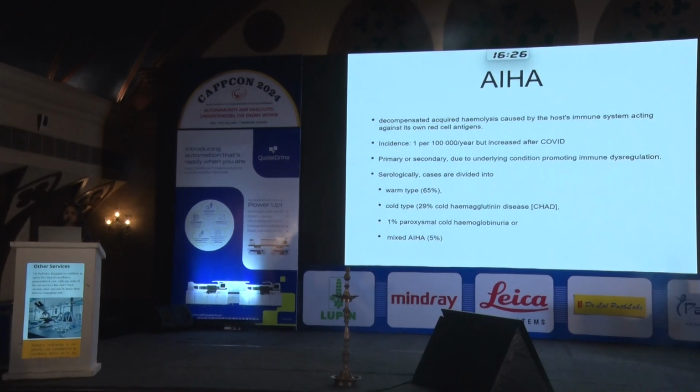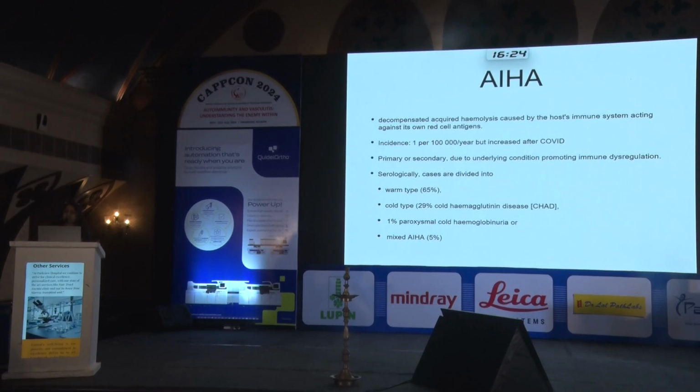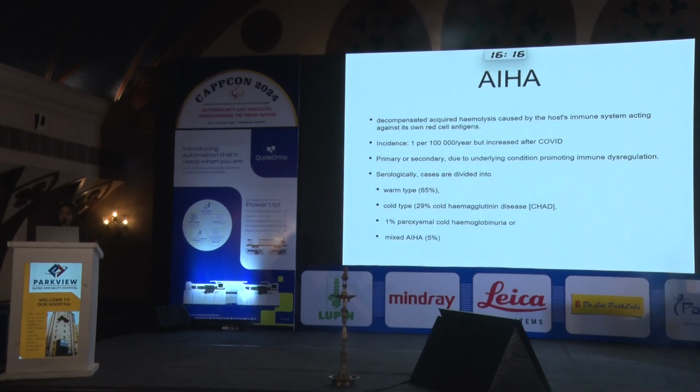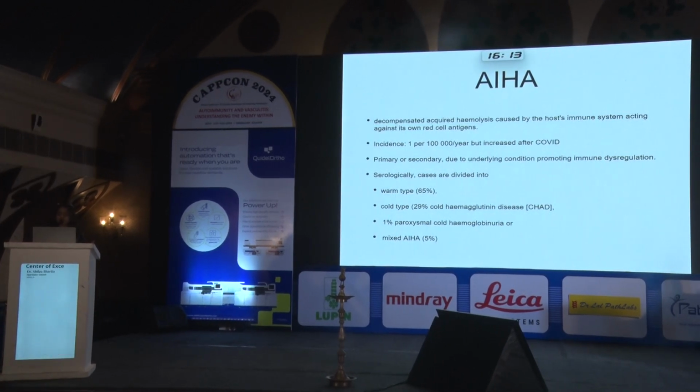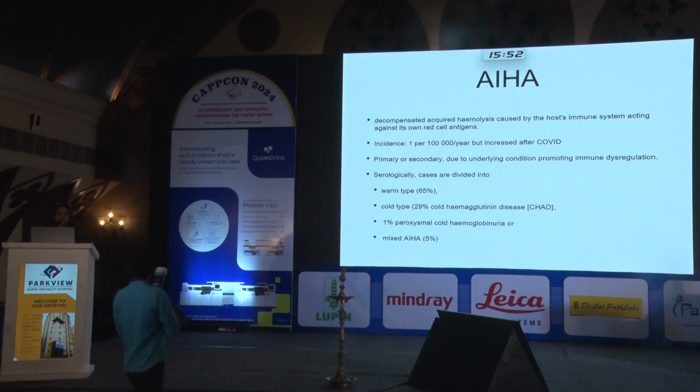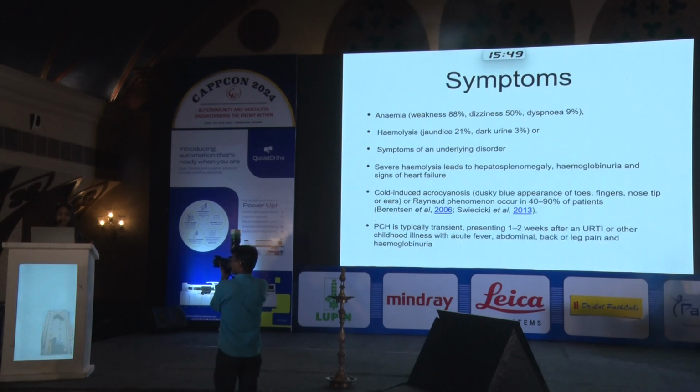It is not very uncommon, 1 in a million, but we have significantly seen an increase after COVID, either directly due to COVID infection or vaccine-induced autoimmune complications. It can be primary, idiopathic, where there is no underlying cause, or it can be secondary due to an underlying promoting immune dysregulation. When we classify them serologically, which is very important, it is either the warm type, the cold type, the PCH, or the mixed autoimmune hemolytic anemia. Today the talk is going to cover why we need to classify it and how we use our various laboratory tests to identify the anemia.